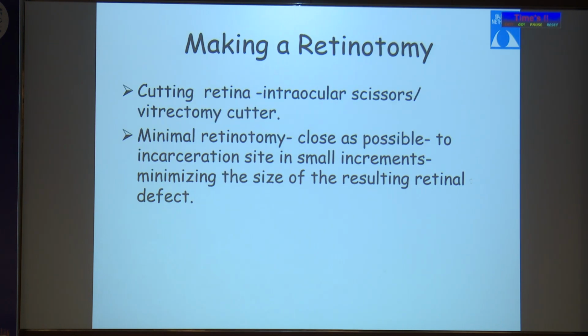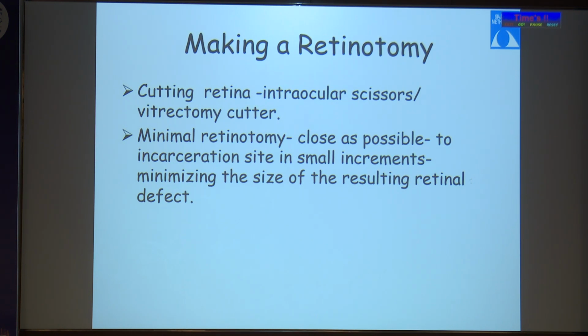Now, how do you make the retinotomy? You may use a scissors or a vitrector. Some of us may even use a flute. That's the personal choice of the surgeon. And how do you minimize your retinotomy? You must be as close as possible to the incarcerated site, in small increments. You don't go zooming past; go in slow segments, to minimize the size of the resulting retinal defect.